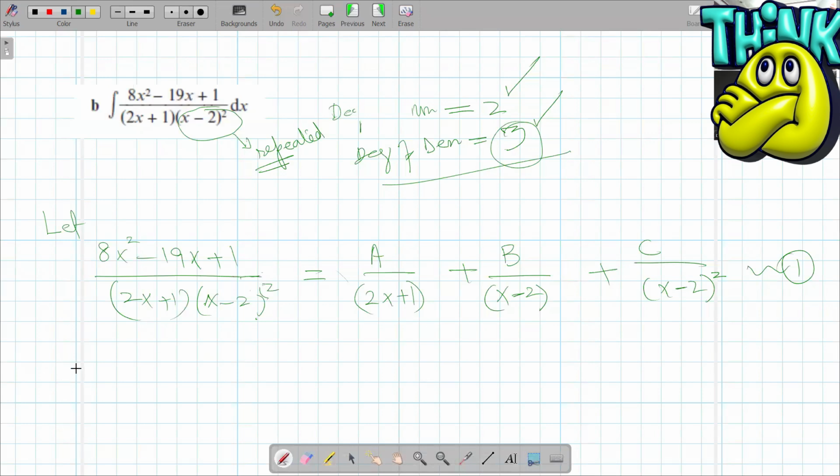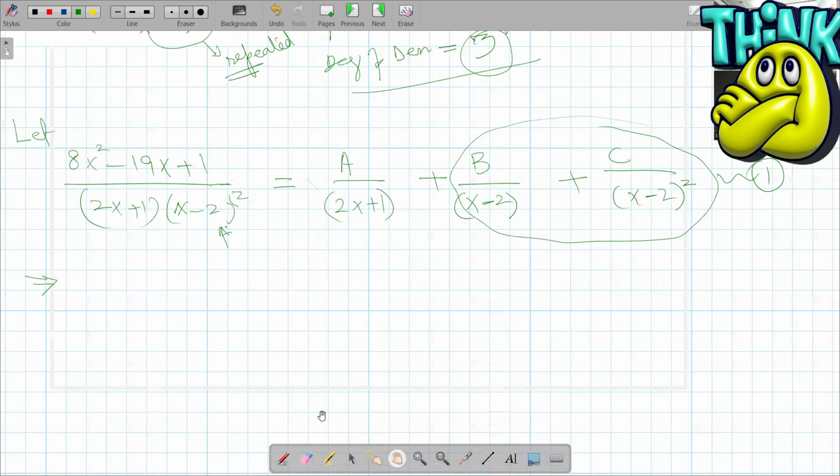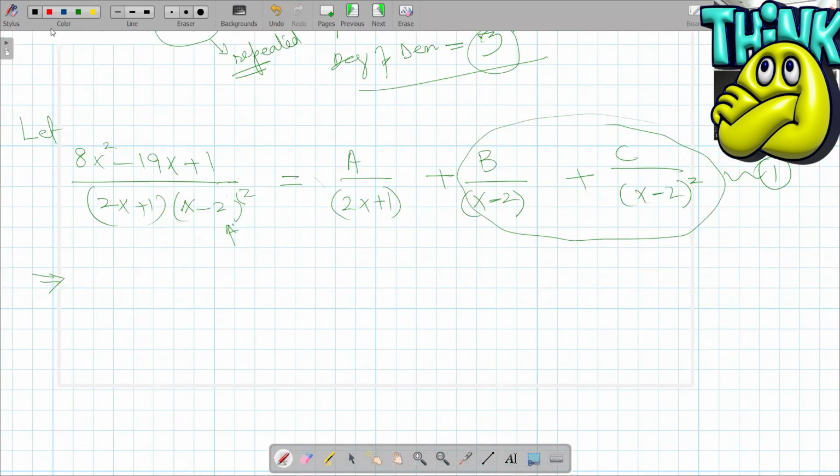So you include two terms for this repeated factor. So what is next?